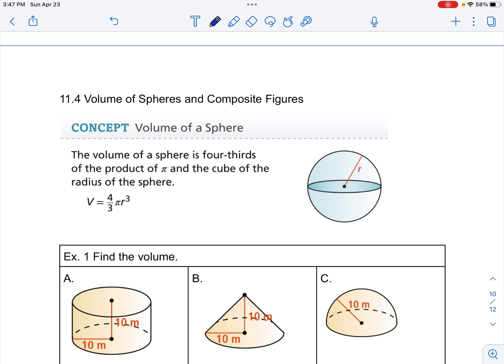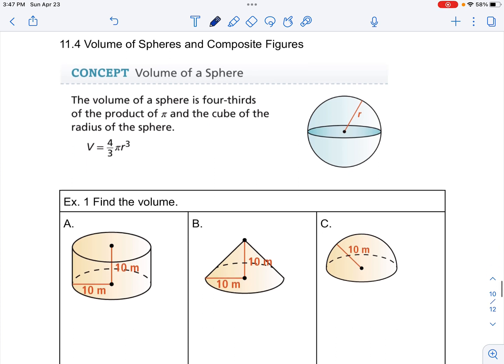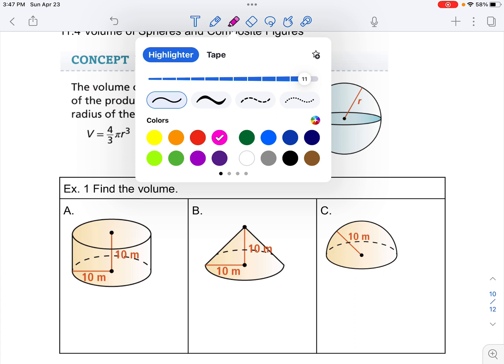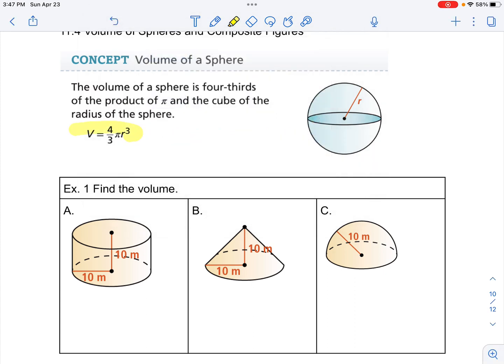The volume of a sphere is 4/3 the product of pi and the cube of the radius of the sphere. So radius, remember, goes from the center to an edge. This is our sphere formula. One thing you'll notice in this is pi r cubed. We haven't had an r cubed on any of them before, so that's definitely a thing to watch for.